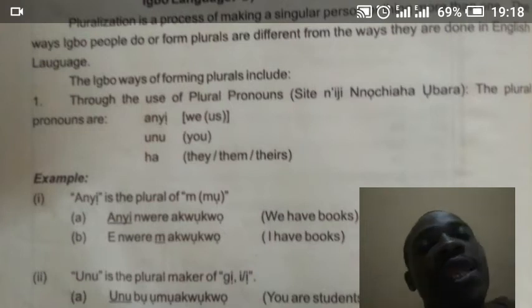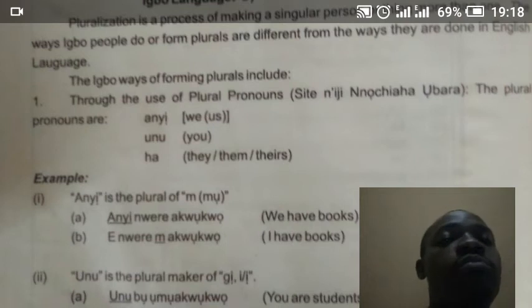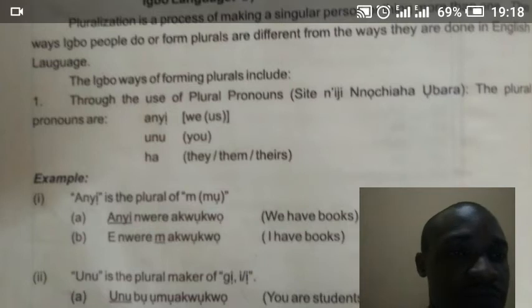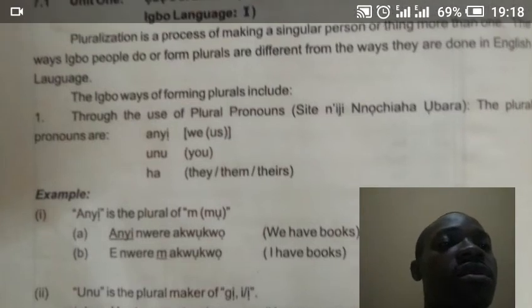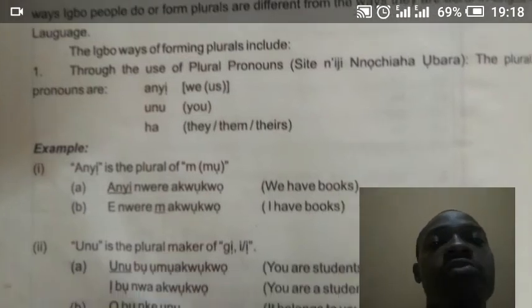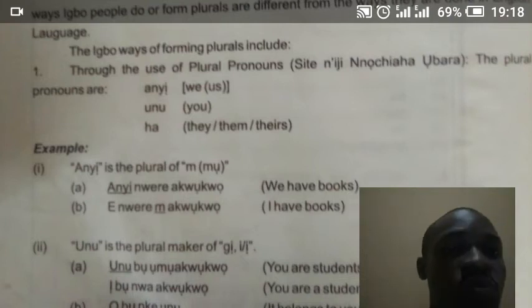Now, we form our plural through the use of plural pronouns. That is, site n'iji nnọchiaha ụbara. Okay? The plural pronouns. We have the plural pronouns as anyị, that is we or us. Unu, that is what? You.